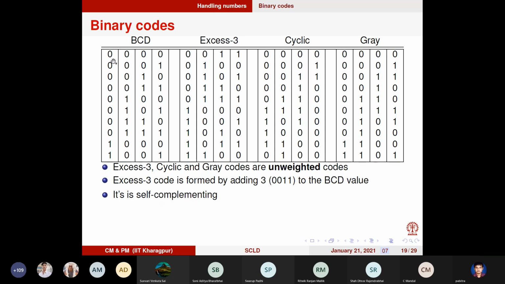So you see the first 9 are the same. 0, 0, 0, 0 is 0. 0, 0, 0, 1 is 1. 0, 0, 1, 0 is 2, and so on. Up to 9 is the same. So 0, 1, 1, 1 is 7. But after that you see something else happens.